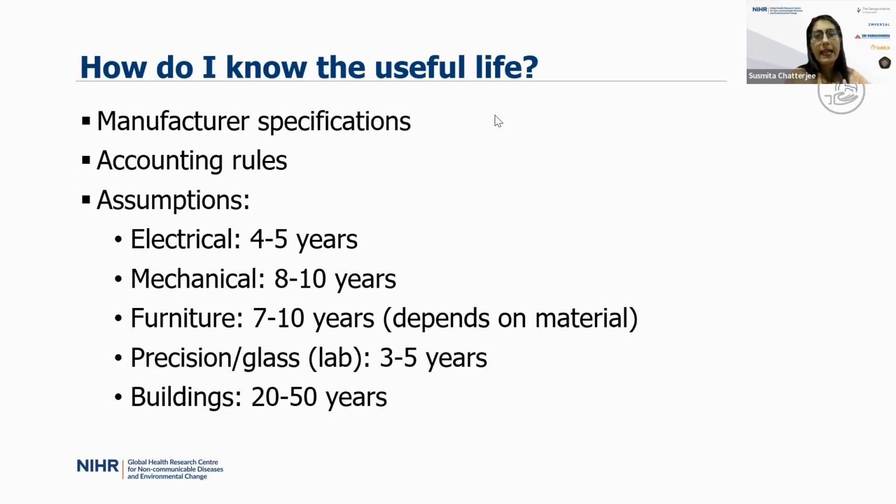But as I say, the useful life can come from many sources. And literature is like the similar work people did, you can take from there also. It's fine to take those useful lives from there.